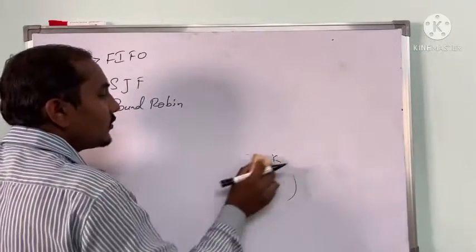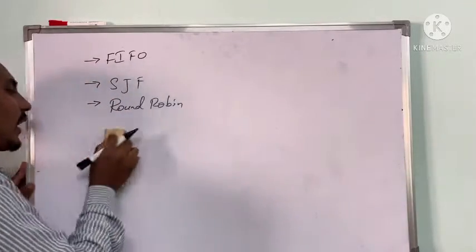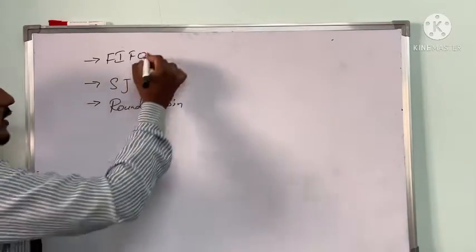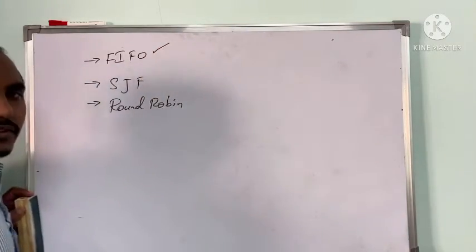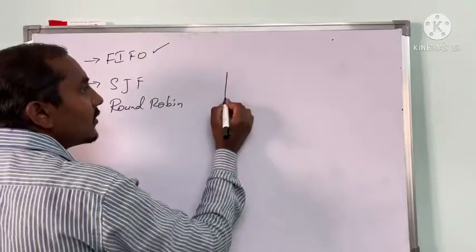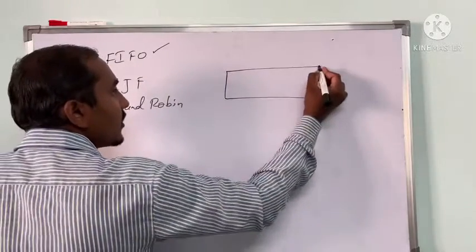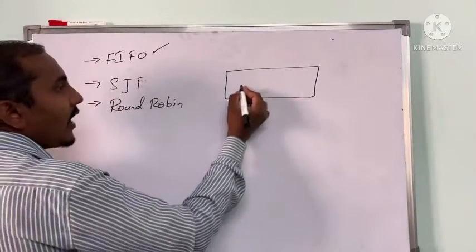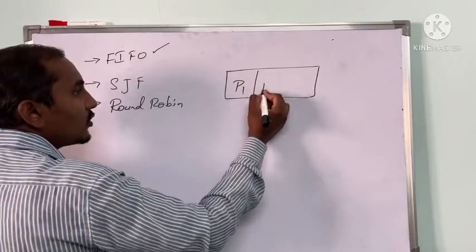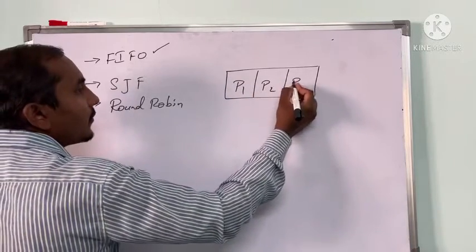Next we come to the types of scheduling problems. The first one is first in, first out. As the name represents, if you have the queue, we have process 1, process 2 and process 3.